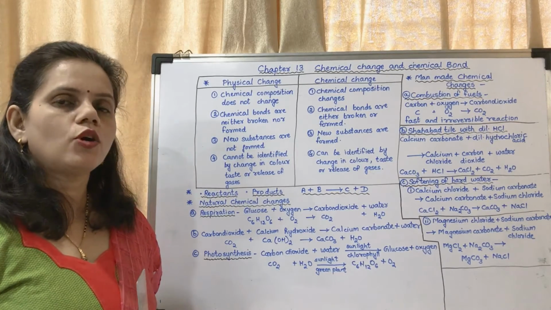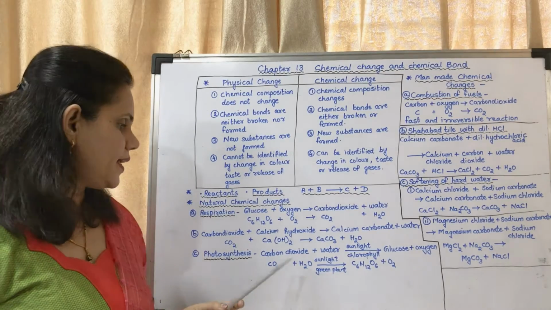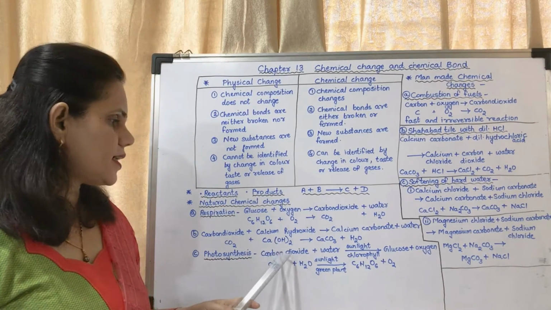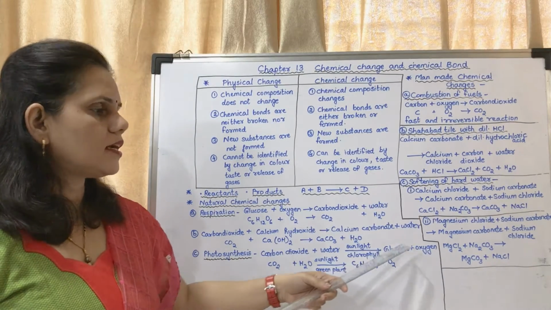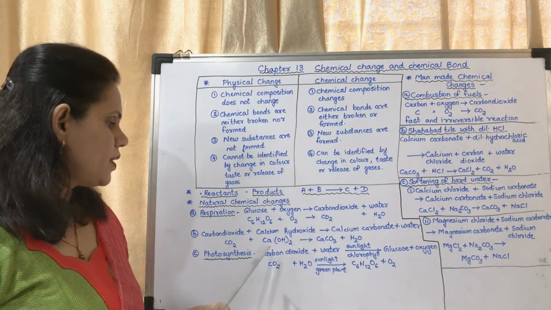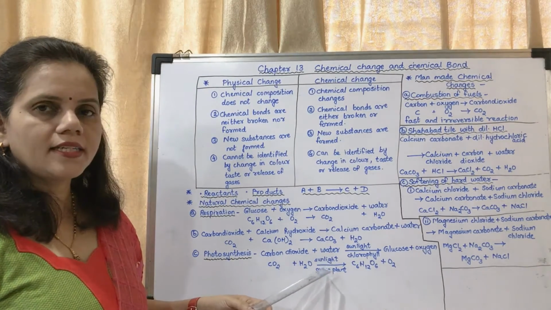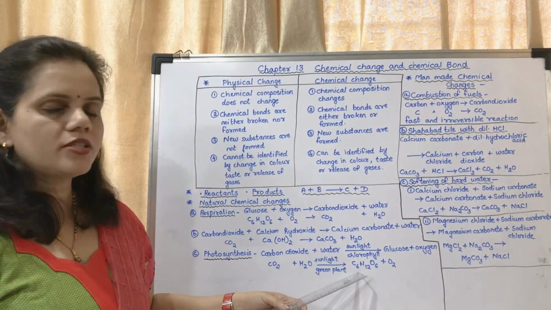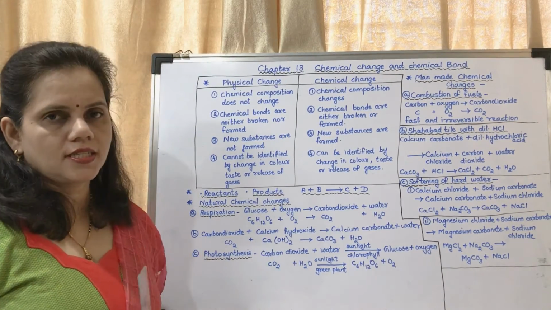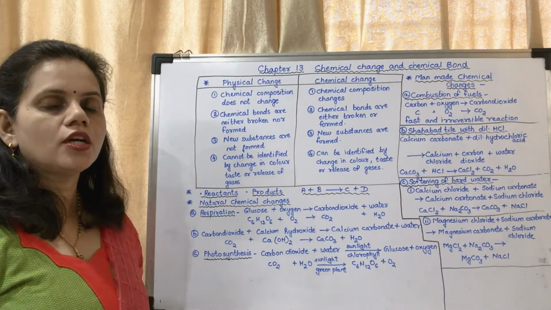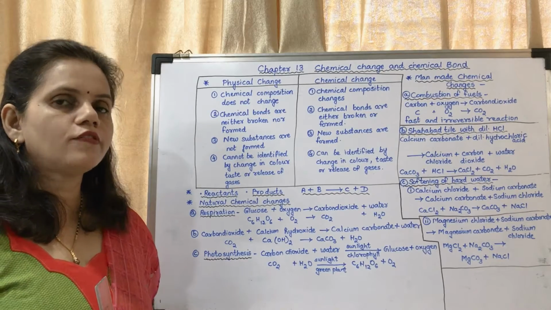So what are the reactants which are acting in photosynthesis? It is carbon dioxide and water. And what are the products? The products are glucose and oxygen. CO2 plus H2O gives, in presence of sunlight in green plants, C6H12O6, that is glucose, plus oxygen. This is the chemical equation. You have to learn the word equation and the chemical equation. The question is of 2 marks.